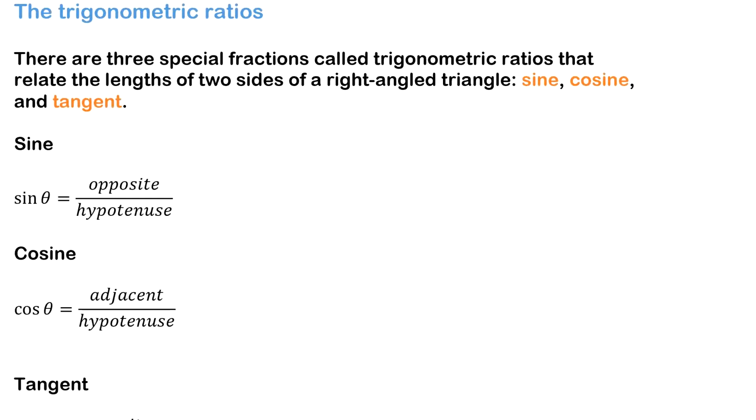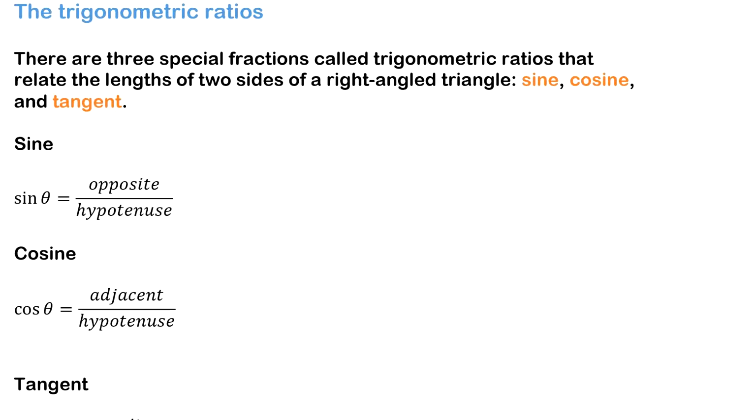In this video, we're looking at the trigonometric ratios. There are three special fractions that we call trigonometric ratios, and these relate to the lengths of two sides of a right angle triangle. These are known as sine, cosine, and tangent.